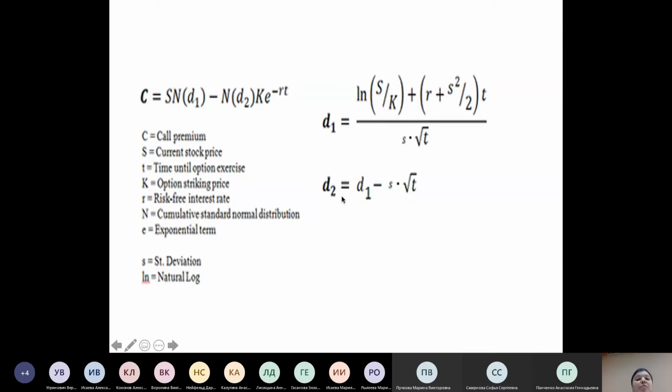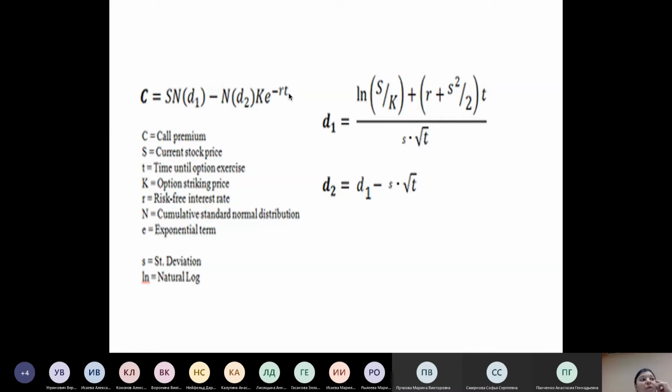Our D the second can be received as our D1 minus standard deviation multiplied by T to the extent 0.5. All this statement we should multiply by our strike price and by our exponential term, our exponent to the extent minus risk rate multiplied by time until option exercise. And this formula is a very stable formula, a very strong formula, as you can notice.